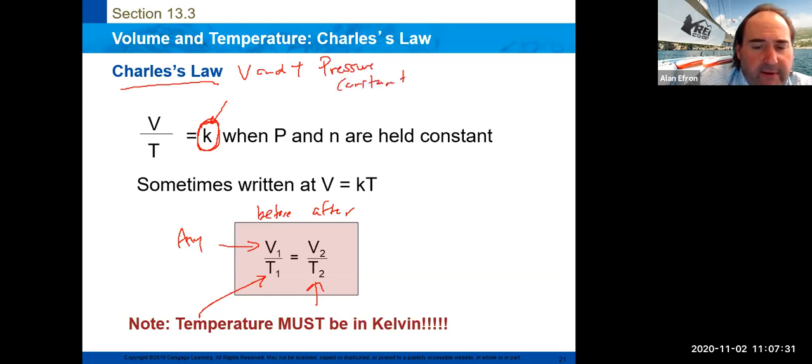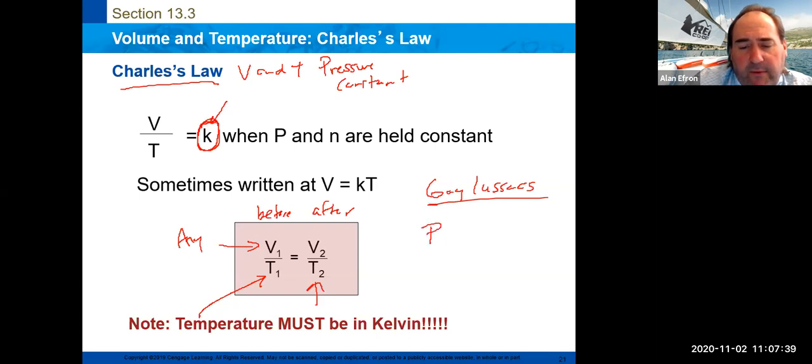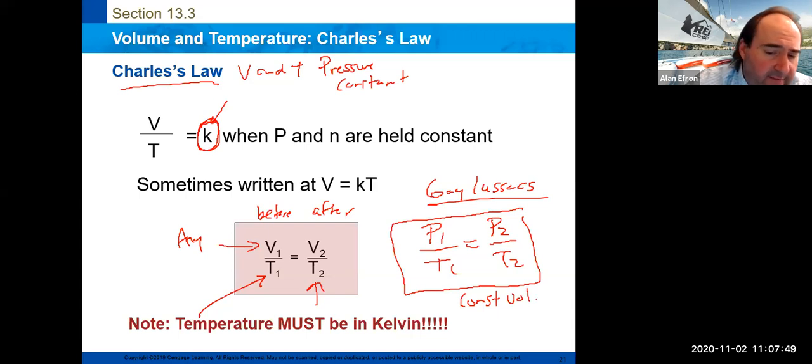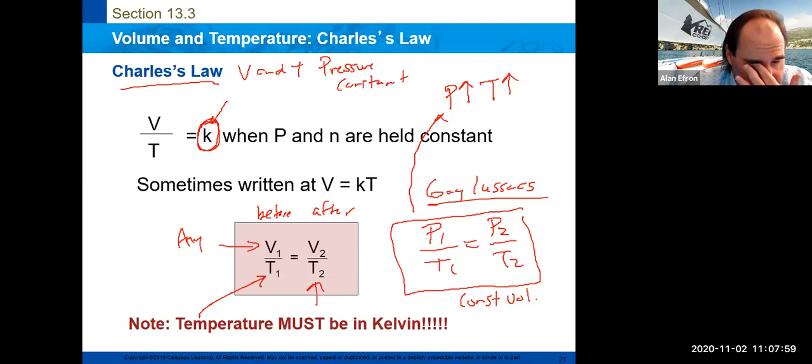There's also a gas law that's very similar to Charles' law, and it's what's known as Gay-Lussac's law. And that is P1 over T1 equals P2 over T2. And this is at constant volume. So this is at constant volume here. And in this relationship, what we see is as the pressure goes up, so does the temperature. And as the pressure goes down, so does the temperature. And that's because in this relationship here, basically the volume will not move.